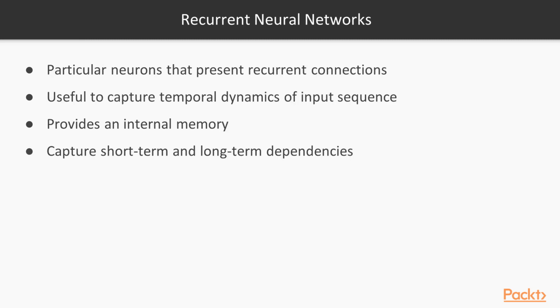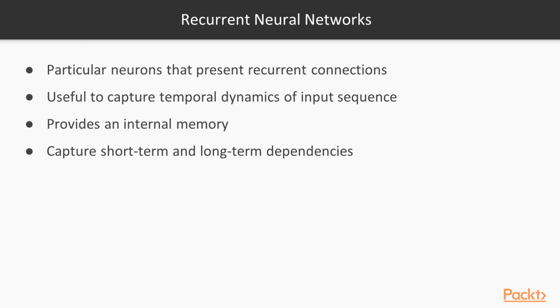The last one is recurrent neural networks. A recurrent layer is made up of particular neurons that present recurrent connections so as to bind the state at time t to its previous values. This category of computational cells is particularly useful when it's necessary to capture the temporal dynamics of an input sequence.